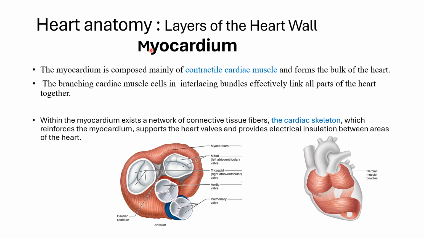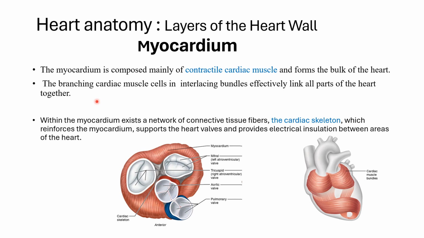Inside the epicardium, there is myocardium. Myocardium is mainly composed of the contractile cardiac muscle. We know cardiac muscle is contractile, and it is branching. So these branching cardiac muscle cells are attached to each other through connective tissue fibers, and they are present in interlacing bundles, and this effectively links all parts of the heart together. What is the significance of this? It is that the heart contracts as one muscle. In this way, it efficiently pushes the blood into the vessel.